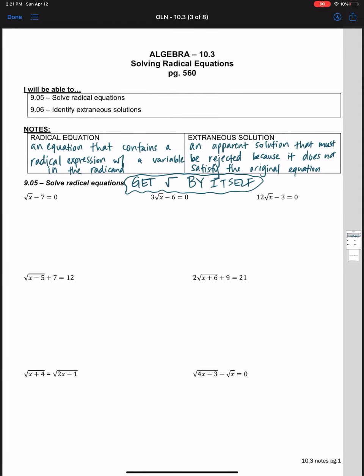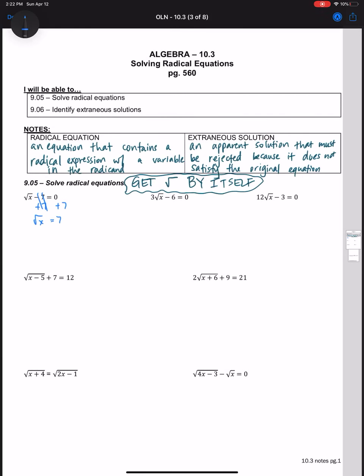For this video, we're going to solve radical equations, and that is an equation that has a radical expression underneath the square root. To look at the first one, I wrote a note to get the square root by itself. So how would you do that? You would add 7 to both sides to get the square root by itself. Those would cancel. Square root of x equals 7.